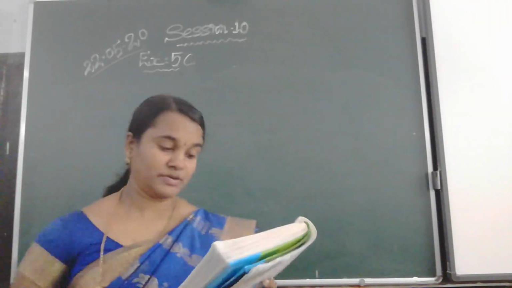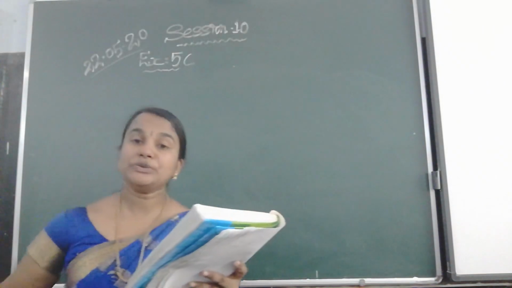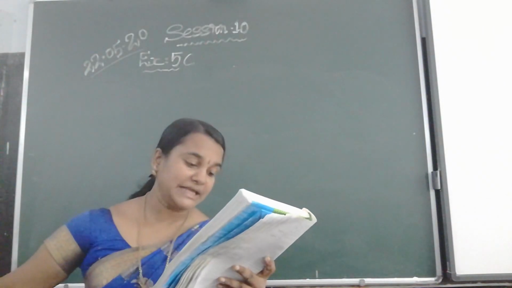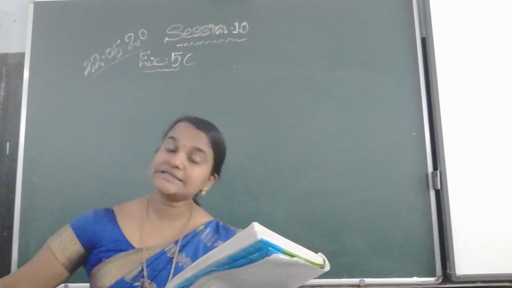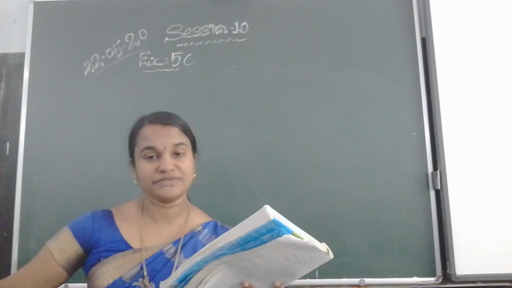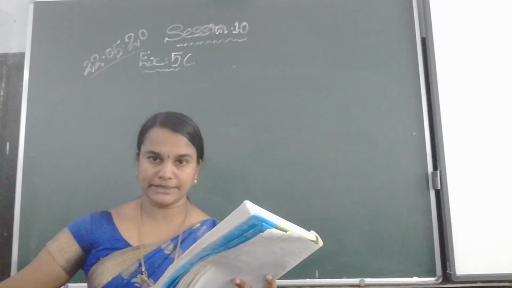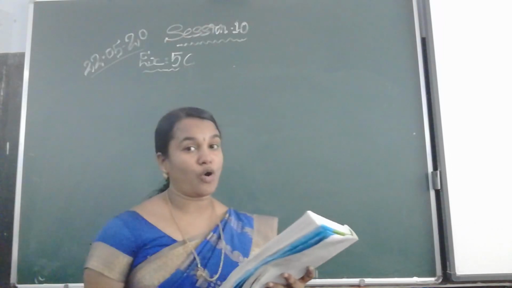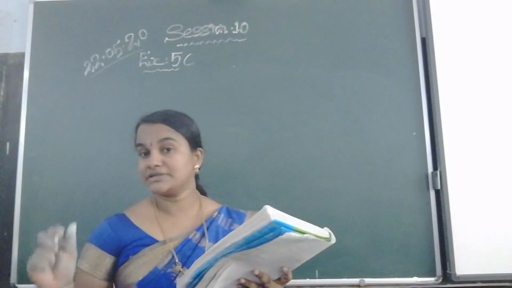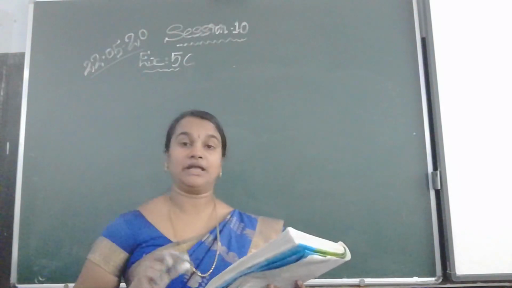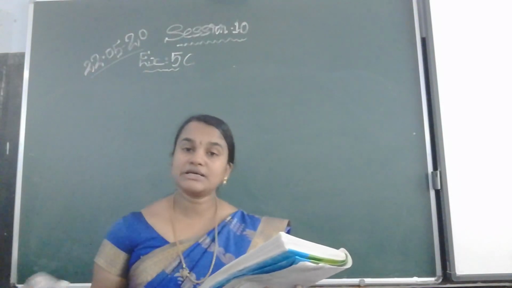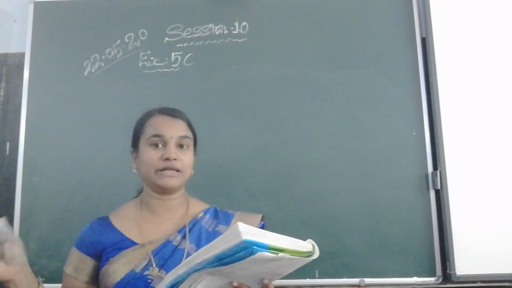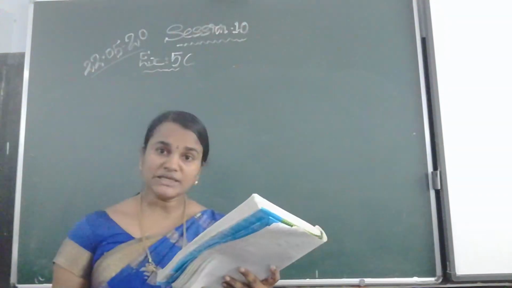Here, be careful, children. In the universal set, it is given x such that x is a natural number, x is greater than or equal to 4. Means we have to start from 4 up to 18. And A, B, C are subsets of the universal set. Subset means the elements that are in A should also be there in the universal set.